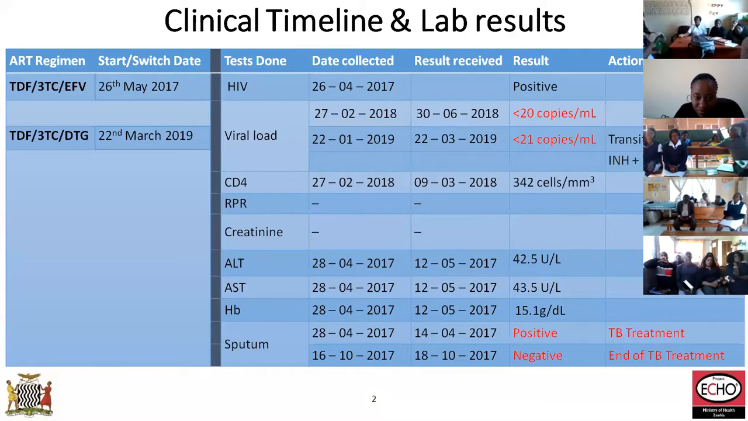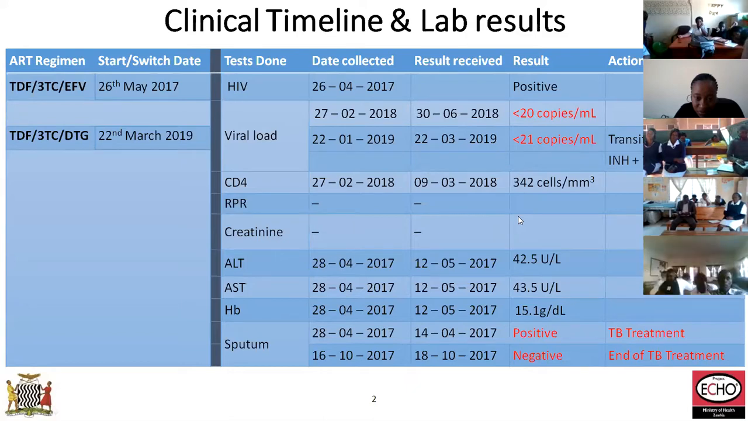Then the second viral load was on 22nd of January 2019, and the results were received on the 22nd of March 2019. The results were 21 copies per mil. When we received the second viral load, we transitioned the client to TLD, and he was also commenced on IPT, that is isoniazid, and we also gave him B6.